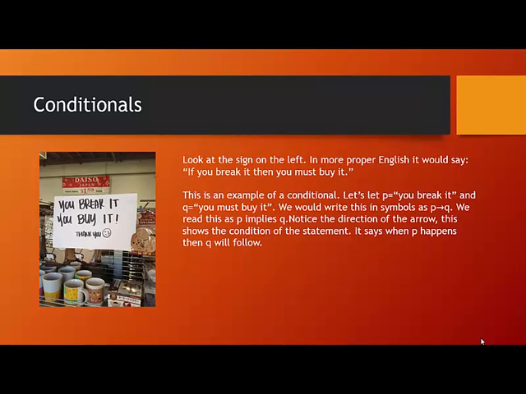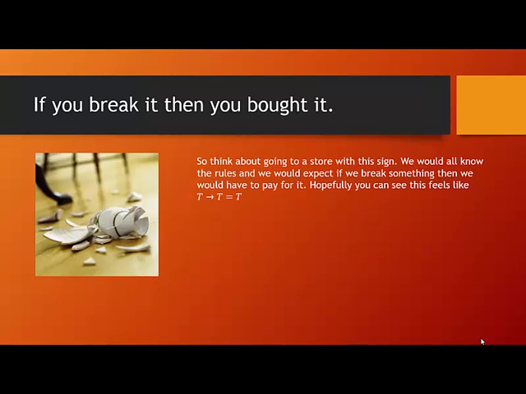and I want you to notice the direction of the arrow. This shows the condition of the statement. It says when P happens, then Q will follow. So think about going to a store with this sign. We would all know the rules, and we would expect if we break something, then we would have to pay for it. And hopefully you can see this feels like true, I broke it, then true, I'm going to pay for it. So I can see T implies T is T. So true implies true is true.